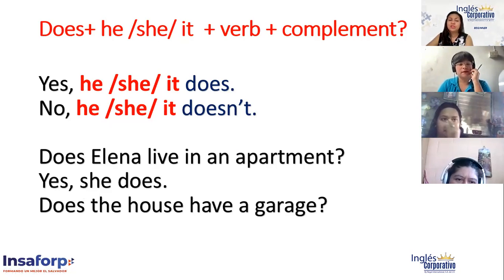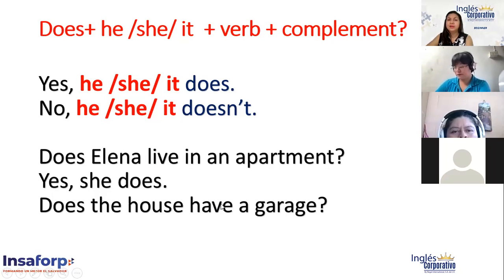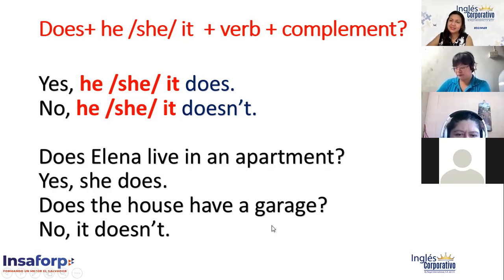We have another question. Does the house have a garage? Notice that the verb, even though it's the third person singular, is in the base form. Está en su forma base, no cambia. El verbo siempre va a ir igual. Why? Because we have the auxiliary does. Does the house have a garage? No, it doesn't. Or yes, it does. Okay, so these are the examples.